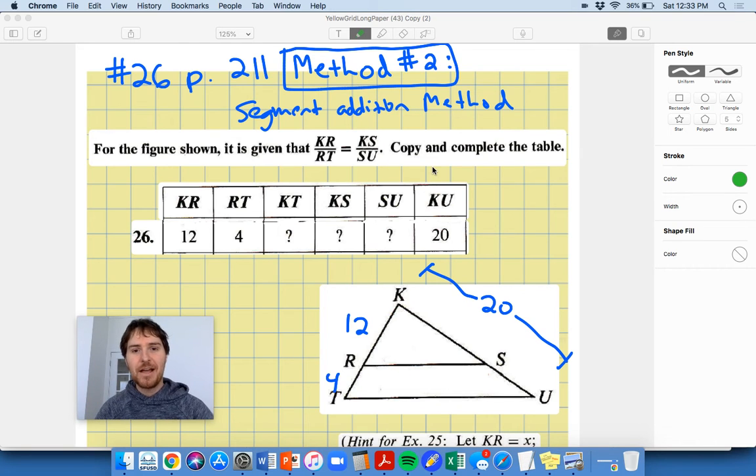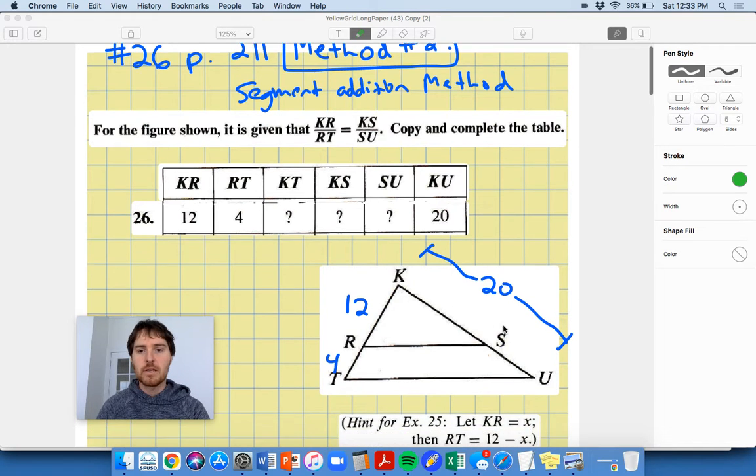All right, hey everybody, I'm back here with method number 2. I want to call this one the segment addition method. In this one, I have my knowns already marked up here. I know that KR is 12, RT is 4, and 20 is KU. Hopefully you watched the other video where we got that set up.